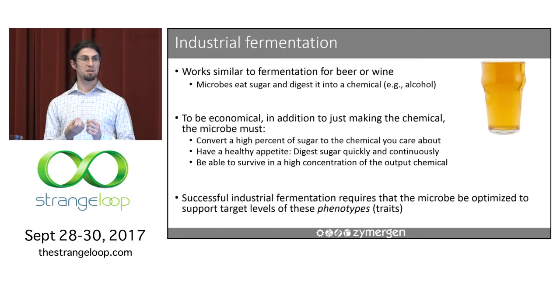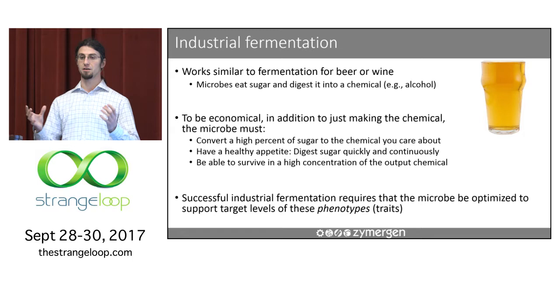Industrial fermentation works very similarly to the fermentation that you all know and love that makes beer and wine. You take a large vessel, fill it with water, add some yeast or a different microorganism, add some sugar for fuel, and then wait a while. In beer fermentation, the yeast will consume the sugar and emit alcohol, as well as perhaps other trace compounds that add to a unique flavor profile.